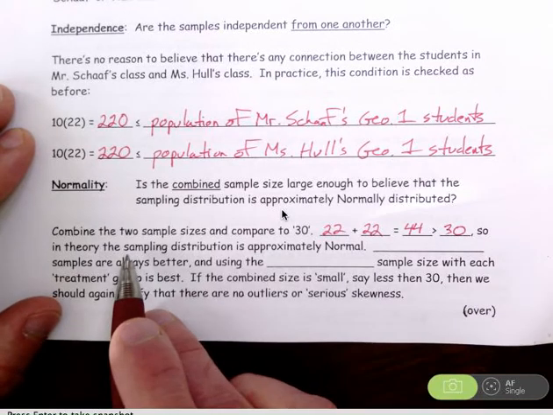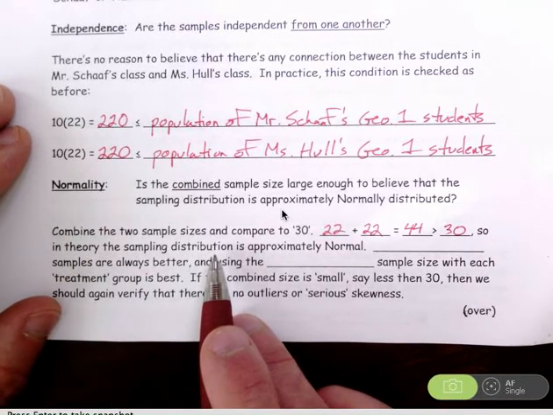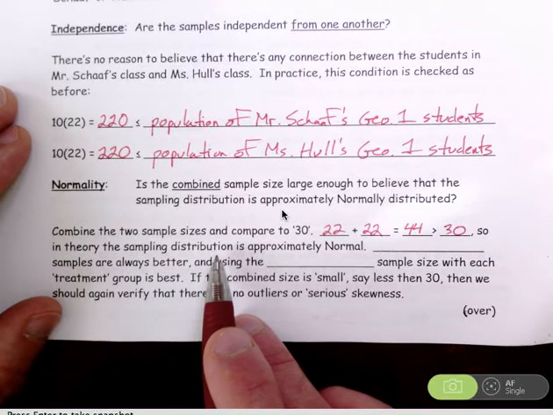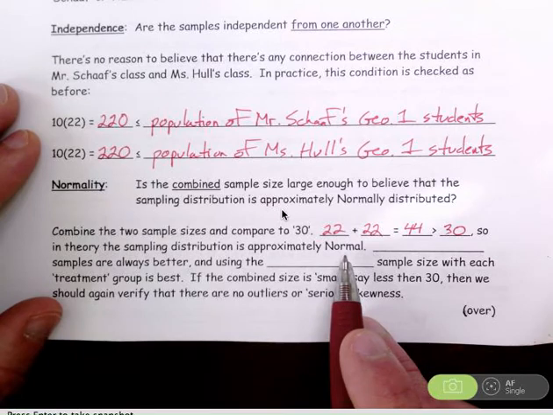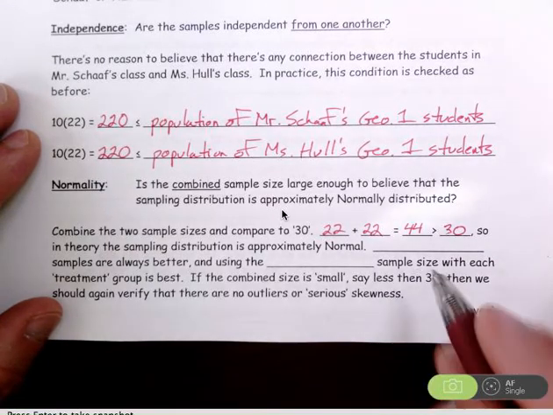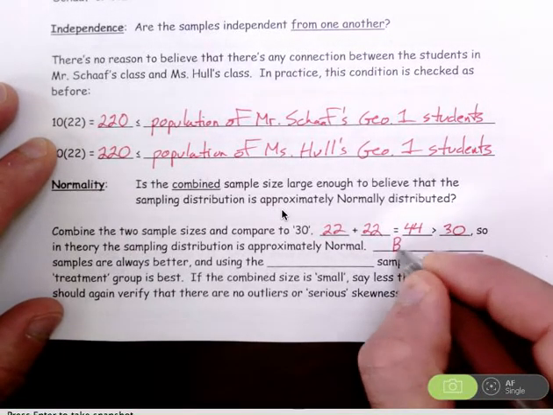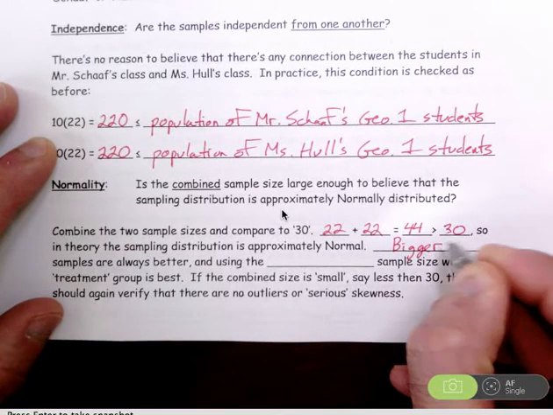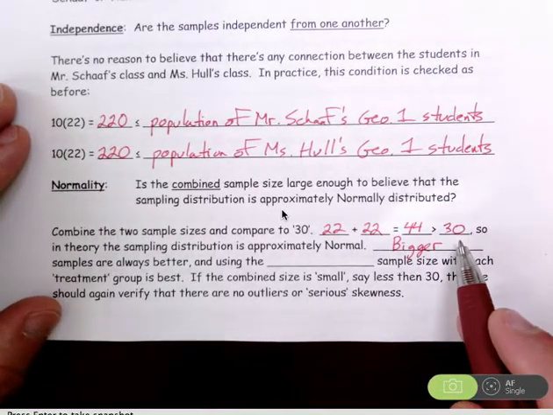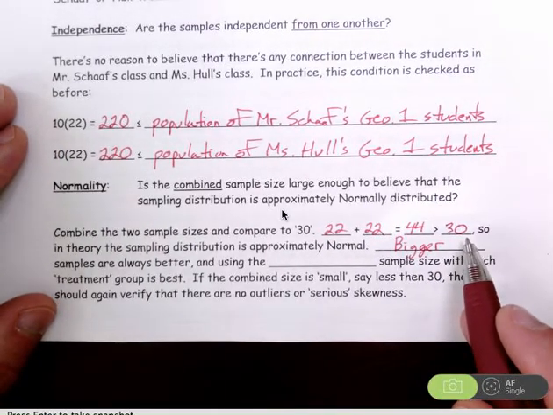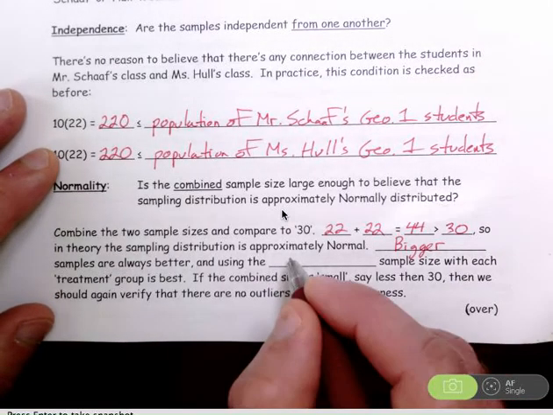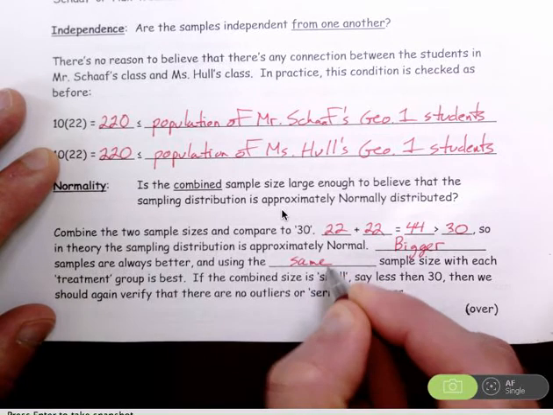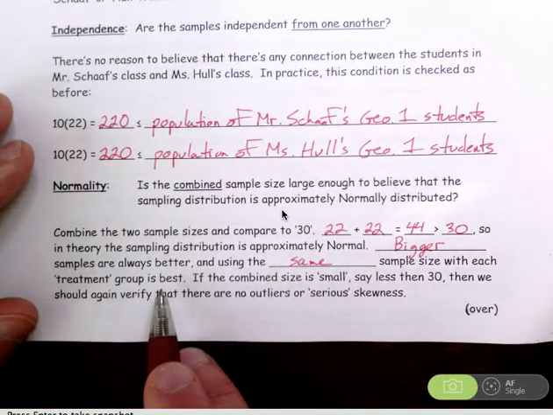So in theory, the sampling distribution, which is the distribution of the difference between our two sample means, is approximately normal. However, bigger samples are always better. There isn't anything really magical about 30. Bigger tends to be better in this case. And also, using the same sample size with each treatment group is also best.